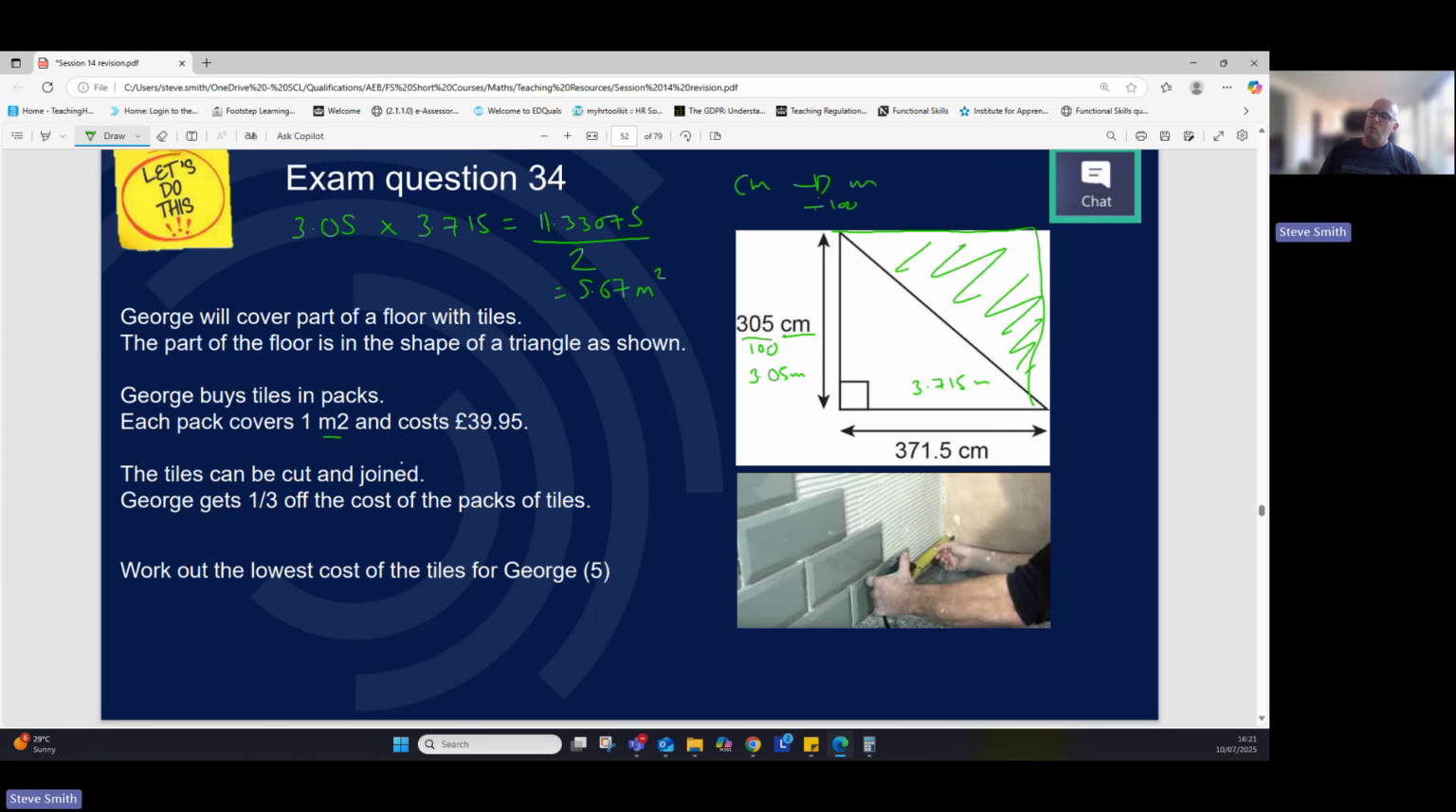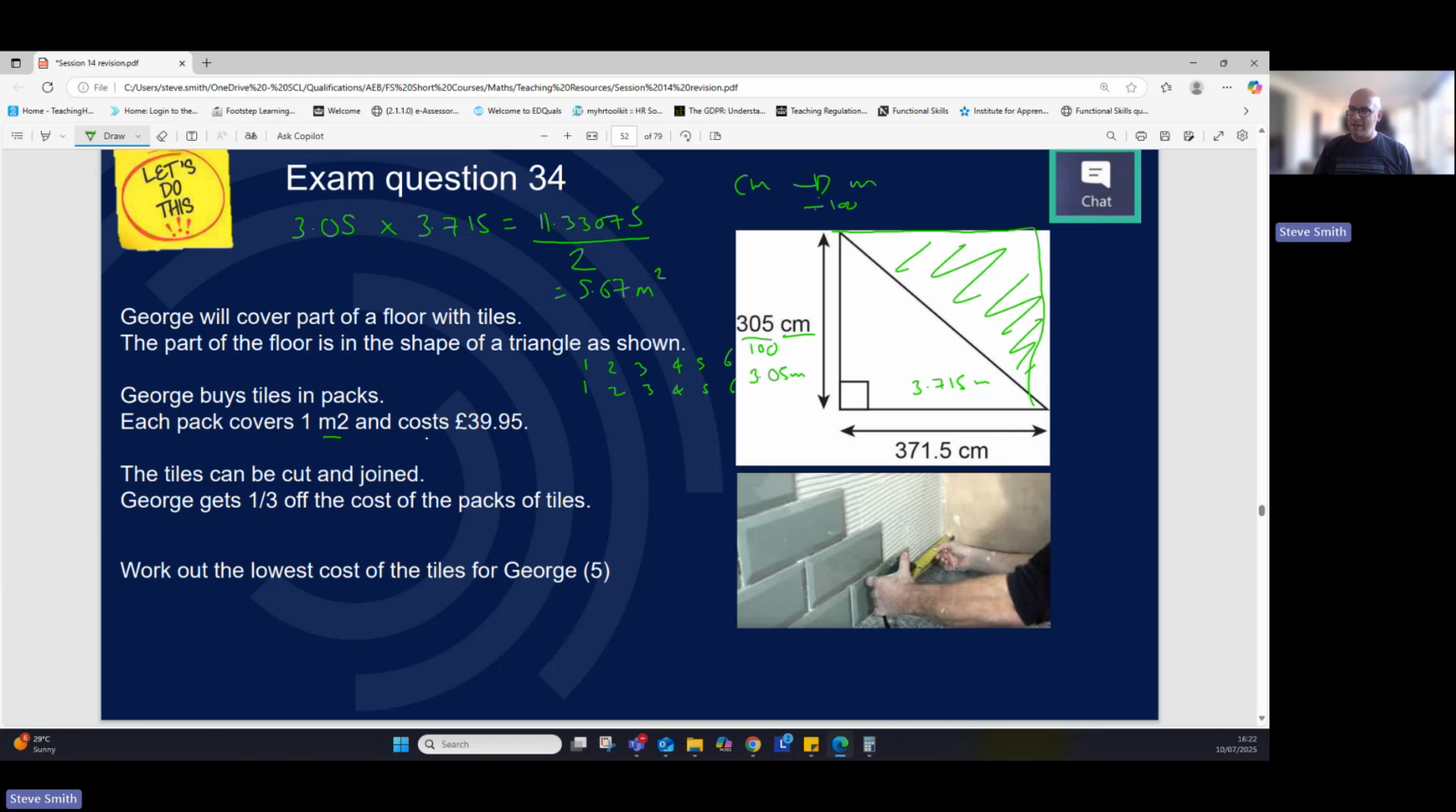5.675. We can cut and join the tiles, but we've got to buy a pack. A pack covers 1. So like we said before, we can see that each pack covers 1. Well, that's pretty easy. 2, 2, 3, 3, 4, 4, 5, 5, 6, 6. We need 6 packs. So the roll of fencing before, when I was adding up in 50s, looked like I was actually doing some maths. That doesn't look like I'm doing maths at all. That looks like I'm just doing double counting.